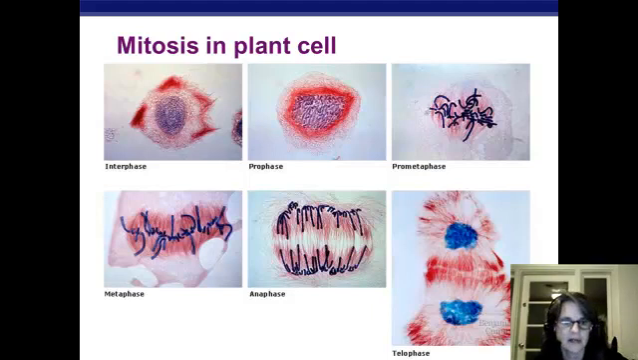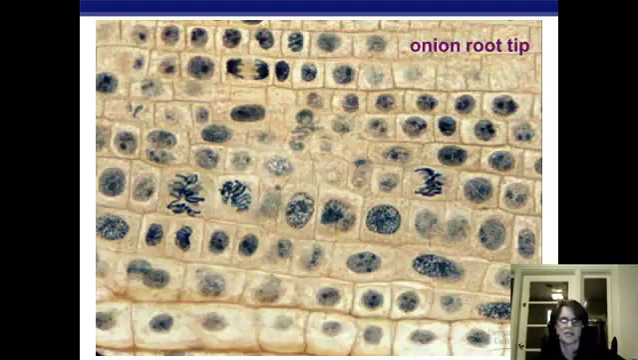Now, in a plant cell, we are seeing interphase, indistinguishable chromosomes. Prophase, they're becoming more obvious. Metaphase, they're lining up. This is a true metaphase right here. You can really see the line. This is an excellent anaphase. You can see them being pulled apart. And an excellent telophase where we're seeing the beginnings of two new cells.